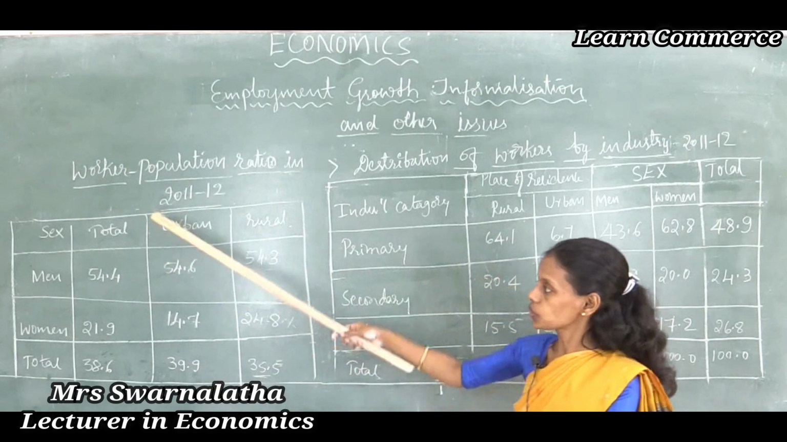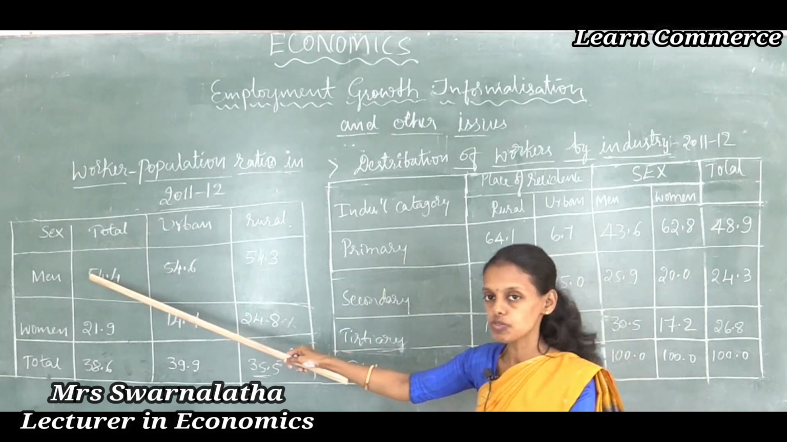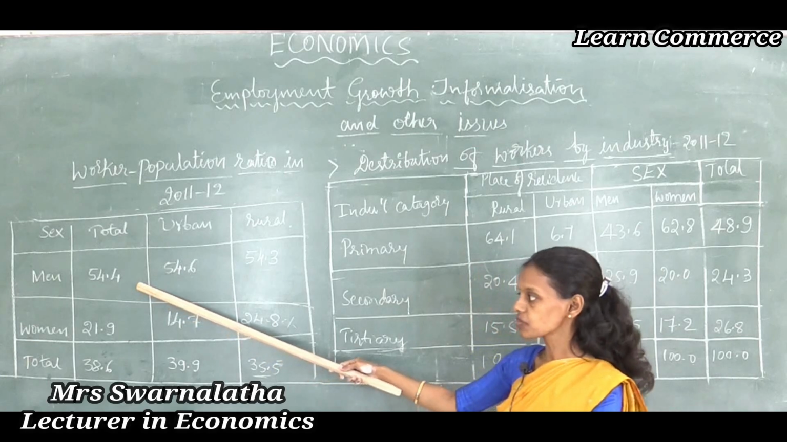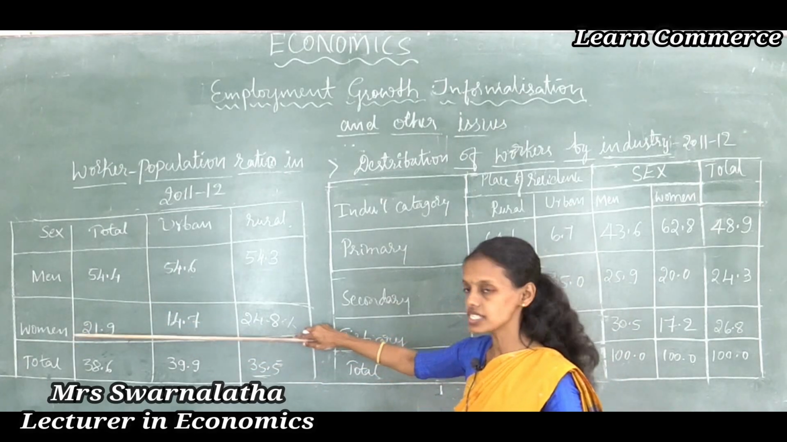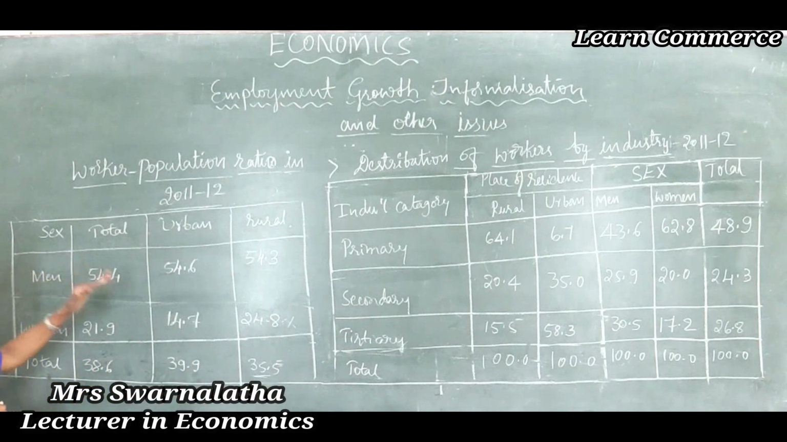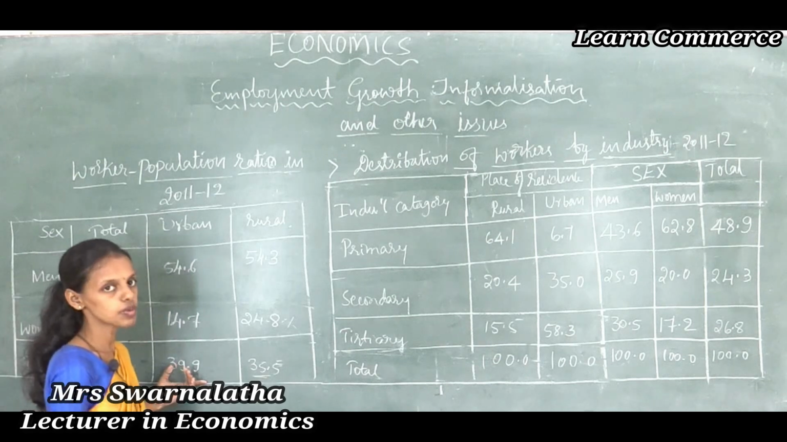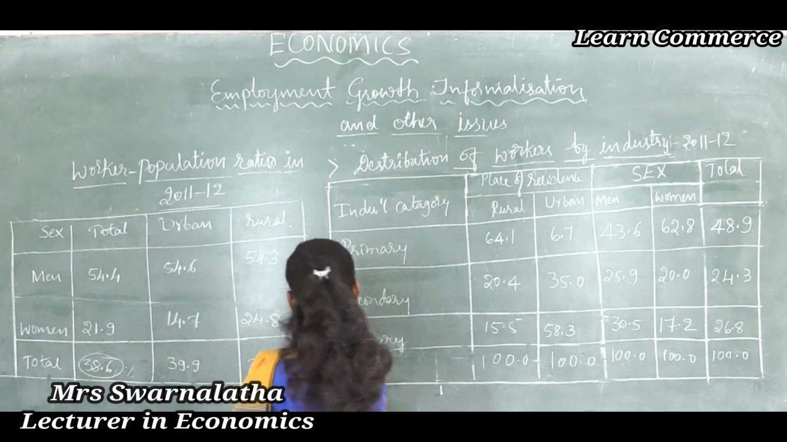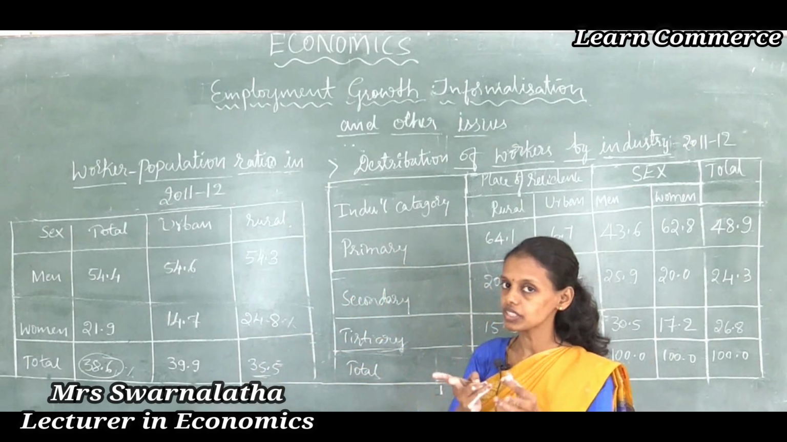So the total men's workers population ratio is 54.4% and the total women's workers population ratio is 21.9%. Compare this with men and women in urban and rural areas. The total working population of men and women is 38.6%. Overall, we can say the total workers population ratio in urban and rural areas together, total men and women engaged in work, is 38.6% only. In urban areas 39.9% of people were working, and in rural areas 35.5% were working. Both together, men and women, I am saying.